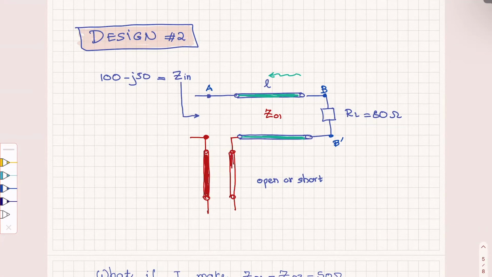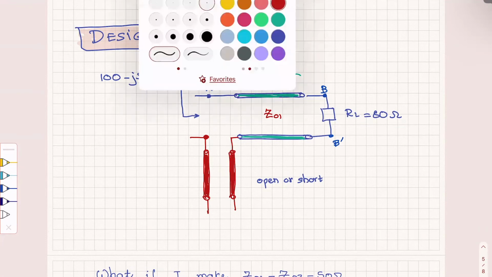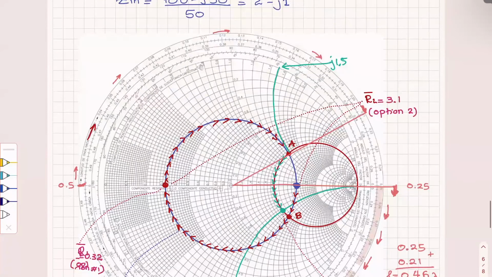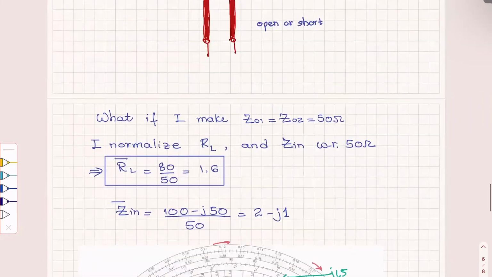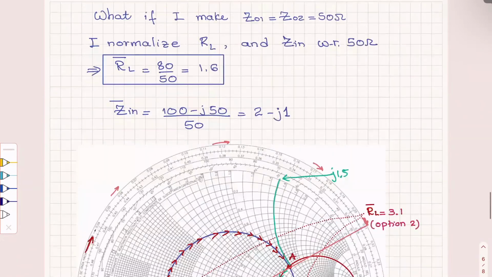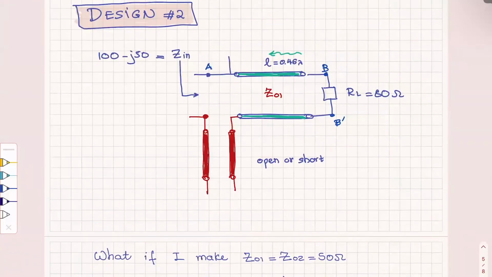So in this one here, I found that L will be equal to 0.46, I believe, lambda. And what I found is when I move from here to A, by 0.46 lambda, then the impedance that I will get at this point, this normalized impedance, let's call this A prime, let me call that B, for example, right? The impedance between A and A prime normalized, I can read it from the Smith chart.